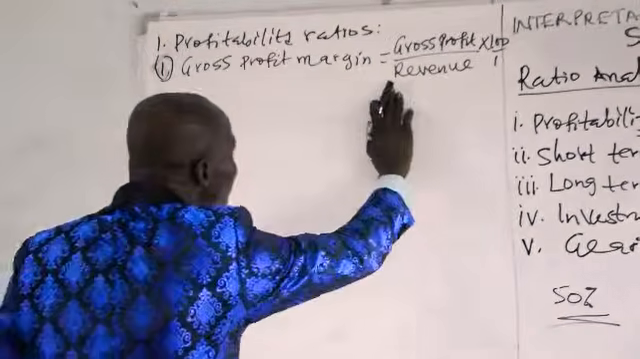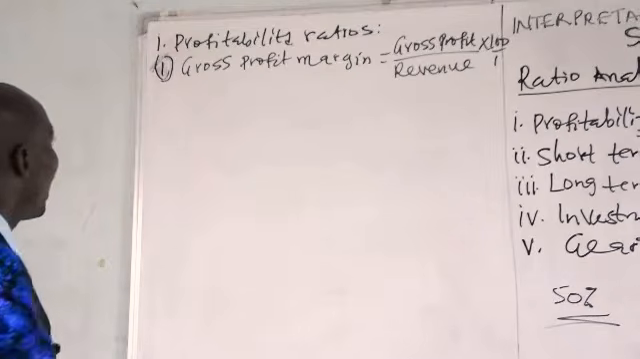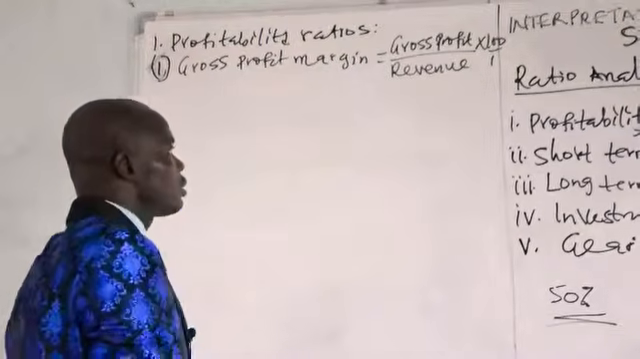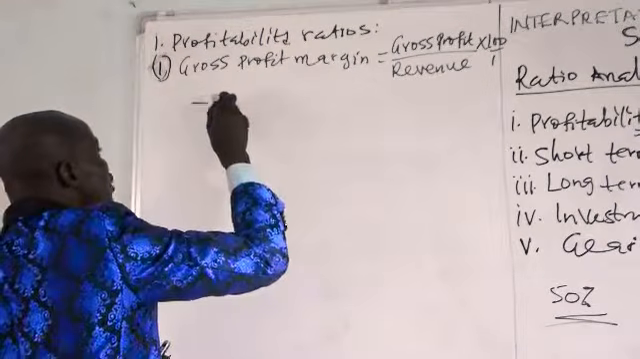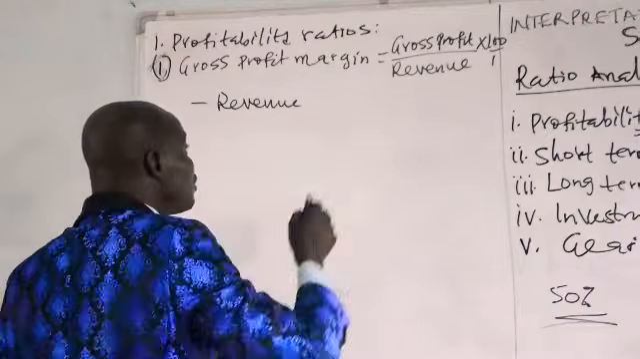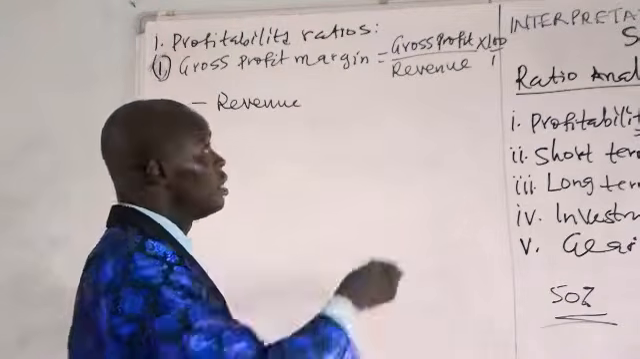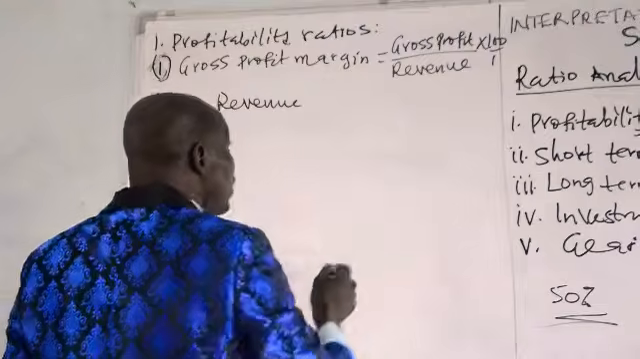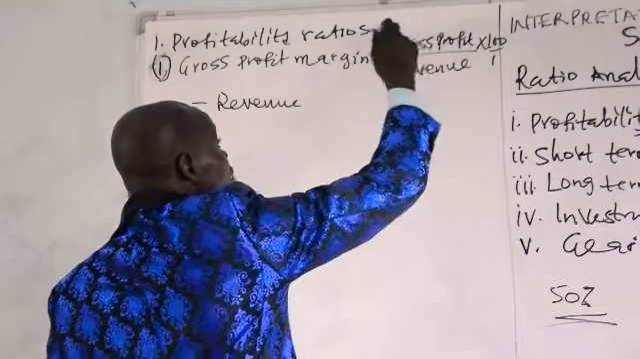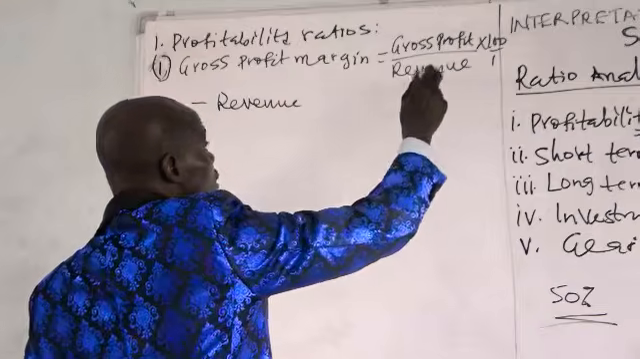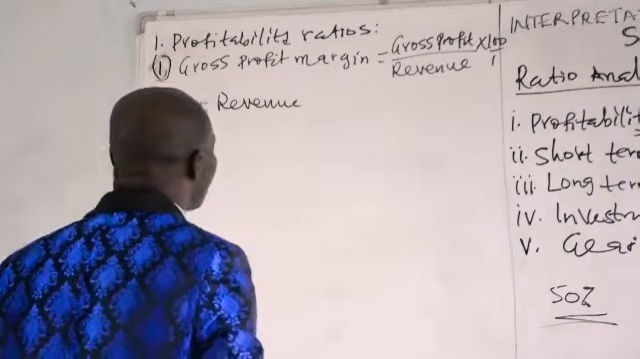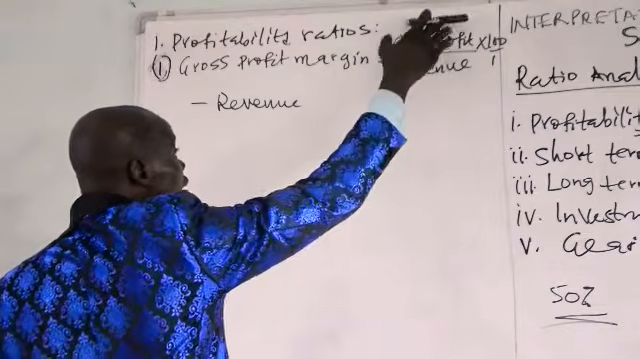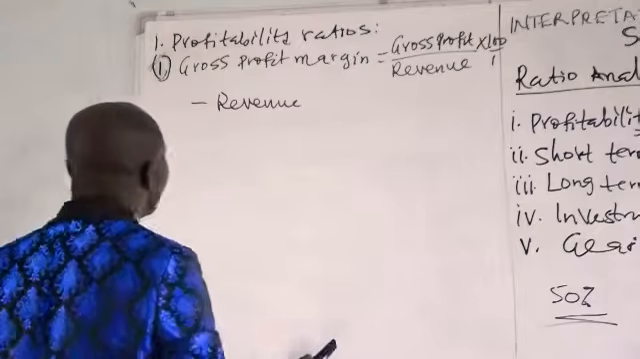Now when you compute gross profit margin, there are indices or variables that will enable you to interpret these ratios. Now, number one is your revenue. I want you to know that the higher the numerator, the higher the ratio. And if the denominator increases and the numerator is not also increased in line with your denominator, the ratio will fall. There are variables that can make this one reduce. If this one is higher and this one reduces, the ratio will increase.